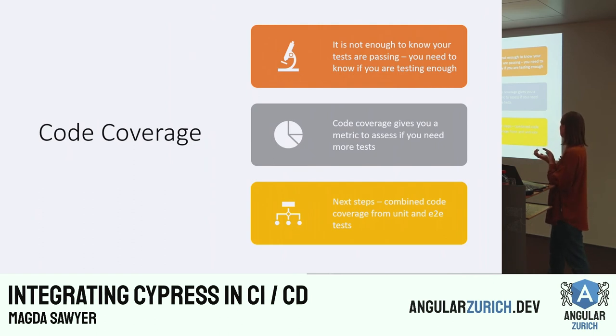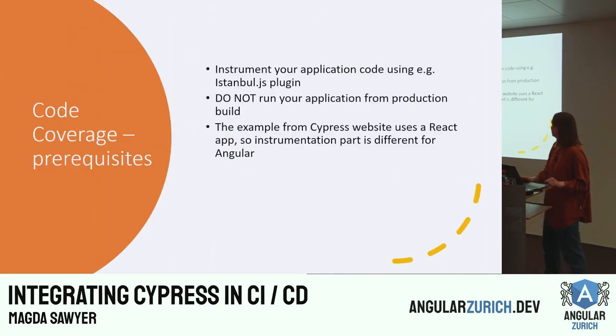The next logical step would be to have combined code coverage from unit and end-to-end tests, which I didn't do. I found some examples on the web, which I included in the resources, but I didn't have any more time to do it. So I just did code coverage for end-to-end tests.